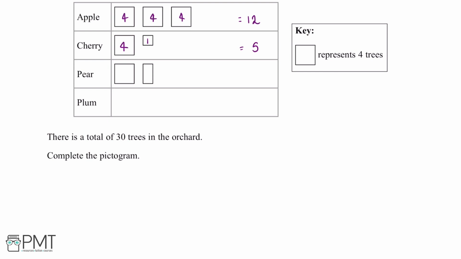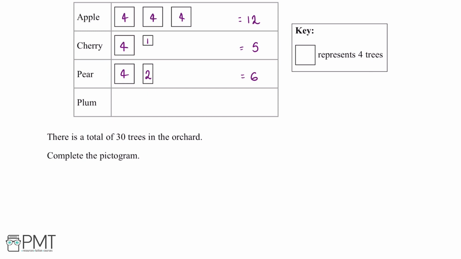In the pear row, we again have another large square, which represents 4 trees. And then we have this rectangle here. Now this rectangle is half the size of this larger square. And if the larger square represents 4 trees, then this means this rectangle will represent half the number of trees, which is 2. And again, if we add these together, 4 add 2 gives us 6 pear trees.